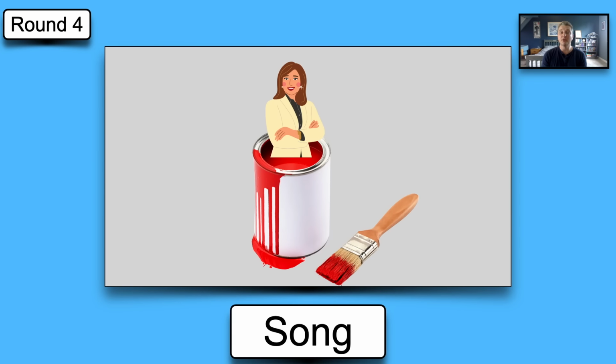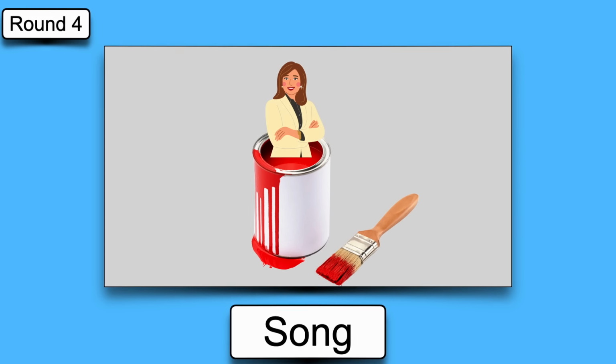You will see an image on your screen that I've created just like this. And if you can see at the bottom, I'm looking for the title of a song. So from the picture, the lady in the red paint, the song would be Lady in Red. So I hope that makes sense. And there are 10 in total in this round.